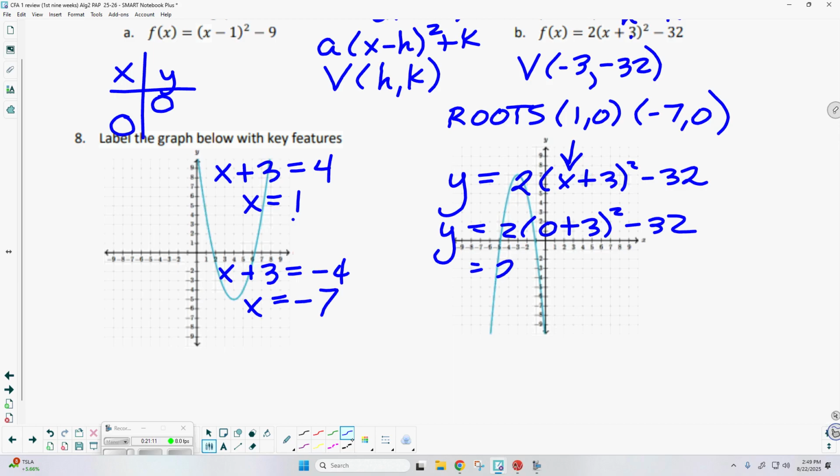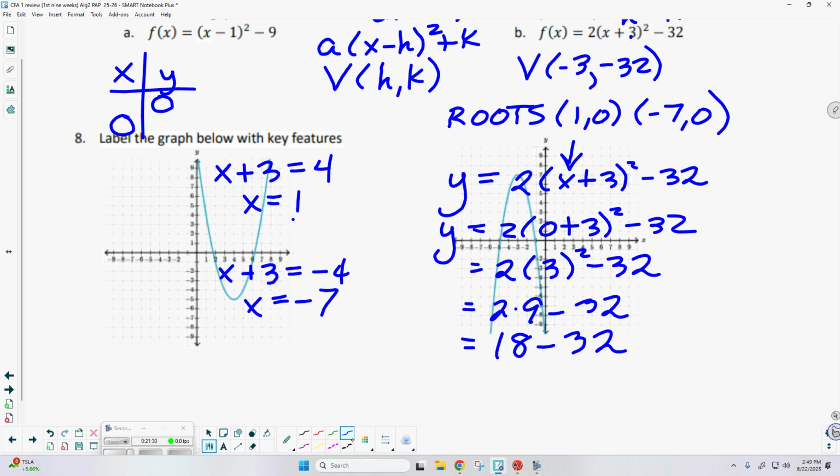So we're going to have 2 times, 0 plus 3 is 3, squared, minus 32. 3 squared is 9. Now I need 2 times 9. 18. Need to subtract the 32, a negative 14. So your y-intercept is going to be (0, -14). So there you go. I got the vertex, the y-intercept, and I got my roots.